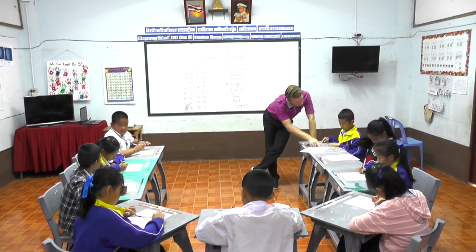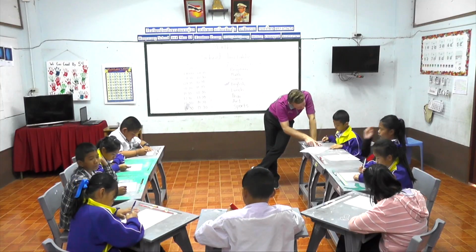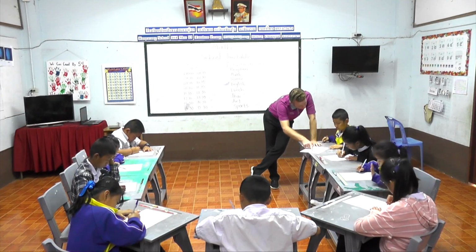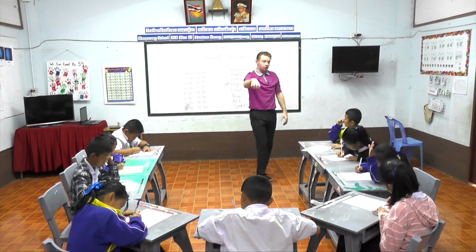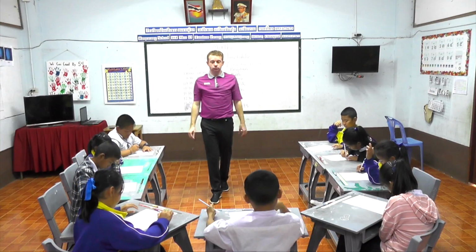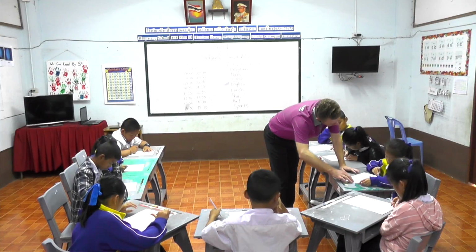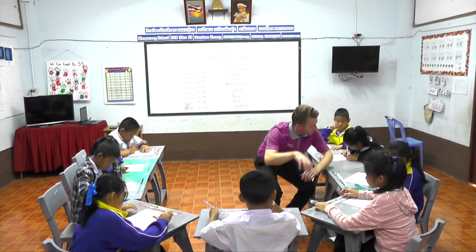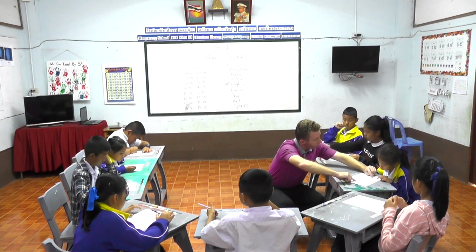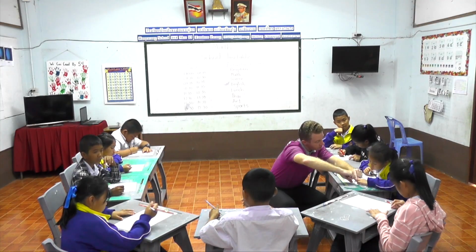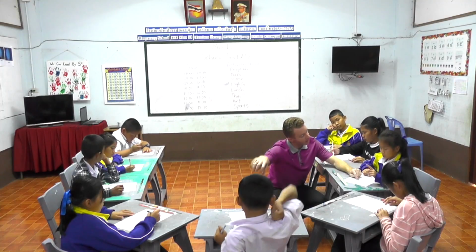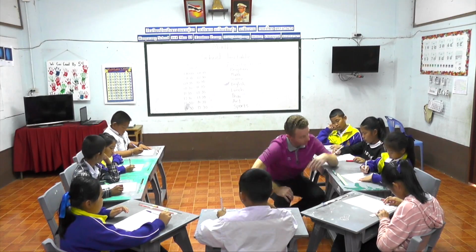Now, number five is duration. So the fast bus from Rayong to Bangkok leaves at 7 and arrives at 9:28. So 7 o'clock to 9:28, how many hours, how many minutes? So the duration, remember duration is start to finish. So the fast bus takes to travel from Rayong to Bangkok. So it departs Rayong at 7 and then arrives at Bangkok 9:28. So from 7 o'clock to 9:28, 2 hours and 28. Perfect.